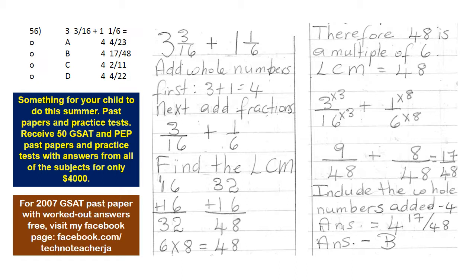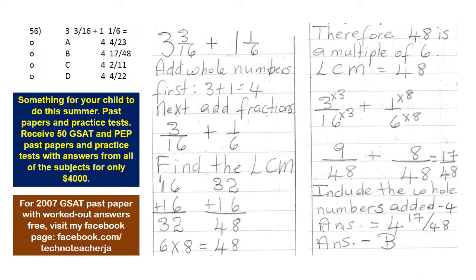Let's add. Keep the denominator and add the numerators. So 48 remains as it is, and then 9 plus 8 is equal to 17. So that makes the answer 17 over 48.